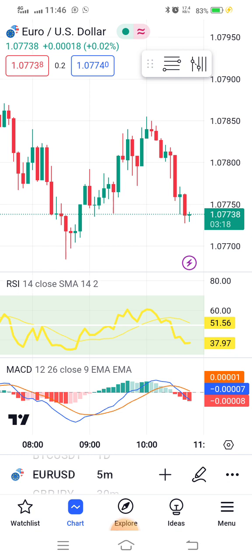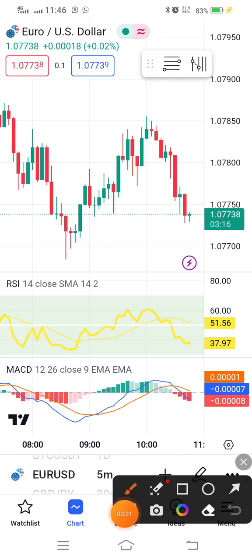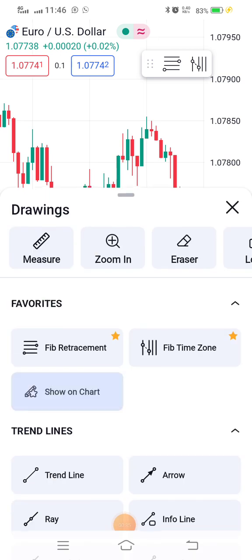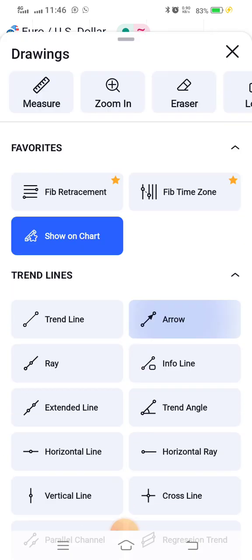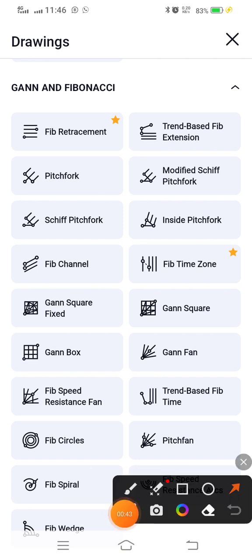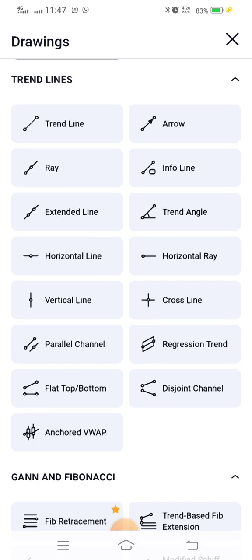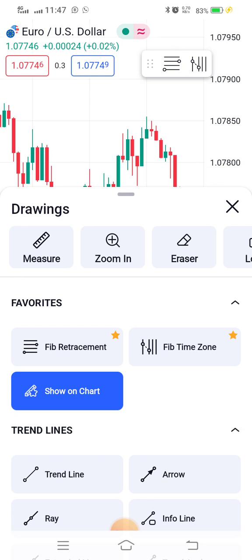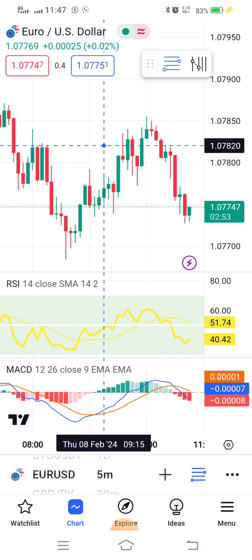For you to do that, you need to come here to get that. In my own case, it's already starred. But if it's not starred for you, just scroll down. You will see it around this place. Because I've starred it, it's now showing right here. So just tap on it and choose what you want to do.